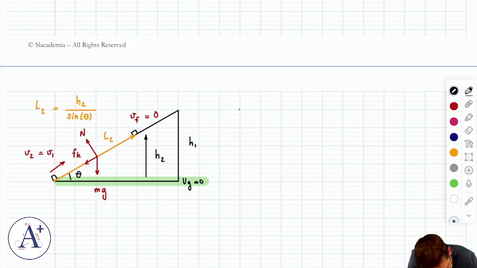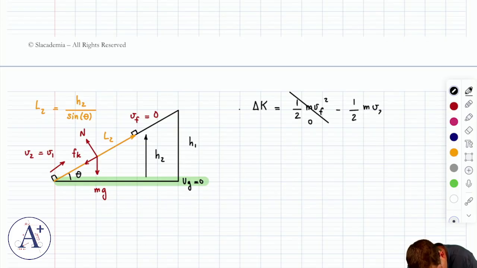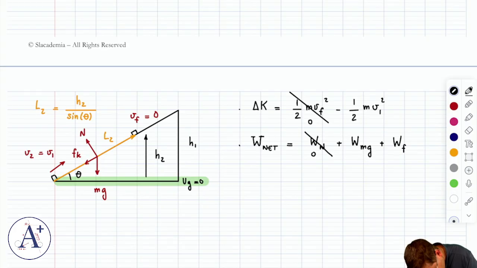Okay. So what is delta k? Well, delta k is going to be 1/2 m v final squared, which is 0, minus 1/2 m v2 squared, which, by the way, v2 is v1. So let me just call it v1. All right. What's the net work done by all the forces, rather? Well, there's going to be the work done by the normal. I already know that's going to be 0, plus the work done by mg, plus the work done by fk.